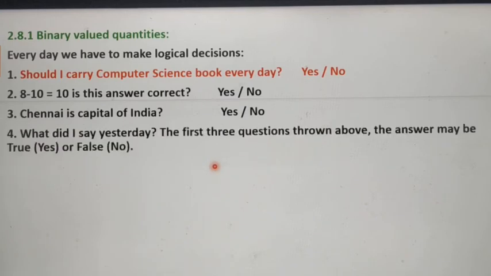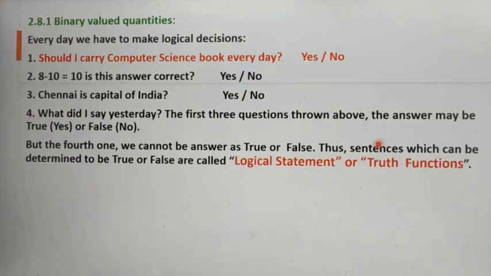Next, the fourth one: what did I say yesterday? Here we are not able to answer in the form of yes or no, true or false. Thus, sentences which can be determined to be true or false are called logical statements. Here our first three sentences are logical statements because we can answer in the form of yes or no. They are also called truth functions.